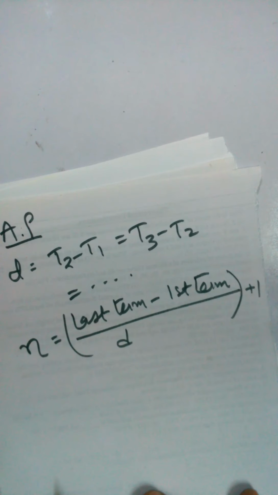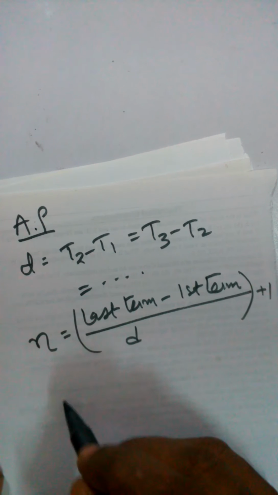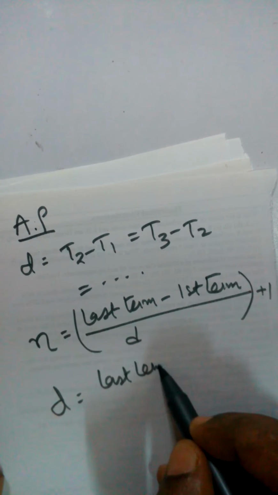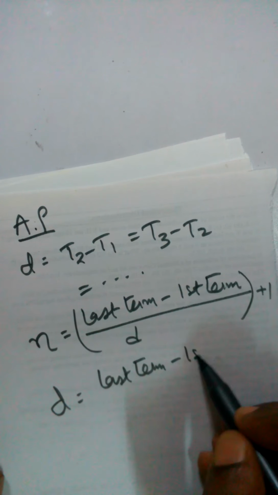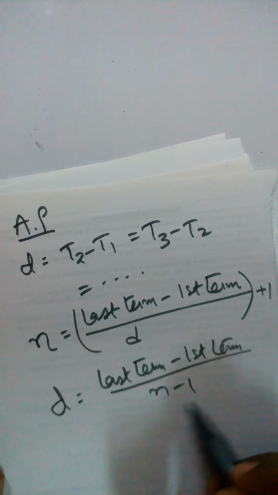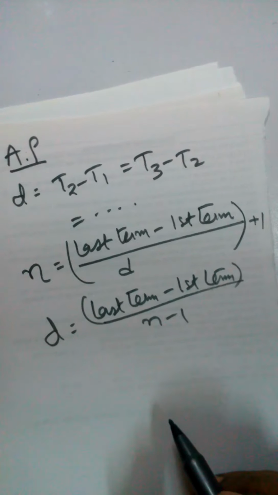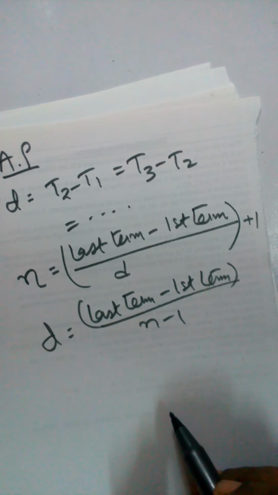Now if you want to find out D, we can do it this way: last term of the sequence minus the first term of the sequence, divided by the number of terms minus 1. So this can be used to find out the difference of the sequence.